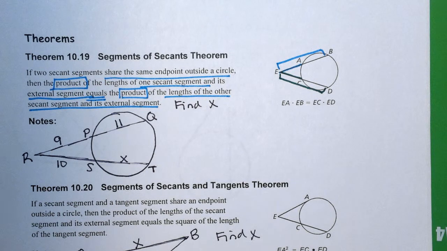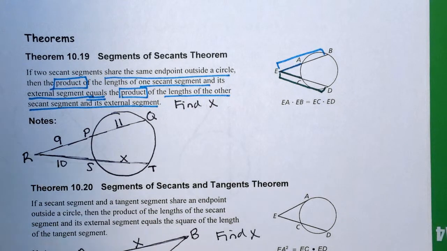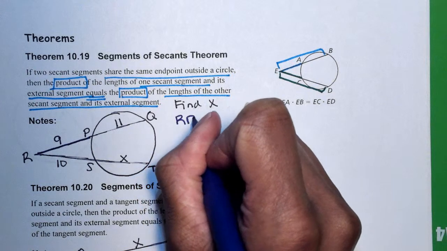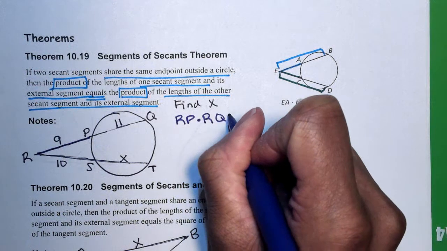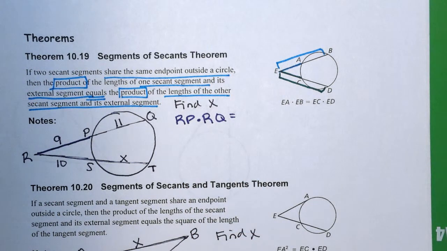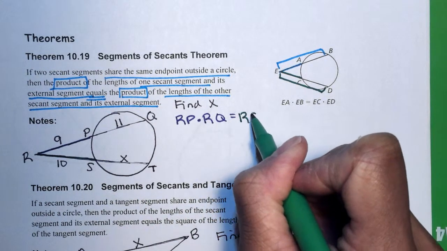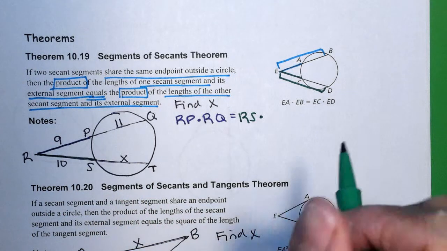Okay, so in this example, we're trying to find x. So in order to find x, I have to set this up accordingly. So I have the external secants RP and RS. So I know if I take RP and I multiply it with RQ, then it should equal the other side of that external secant, which is RS, times all of the secant segment, which is RT.